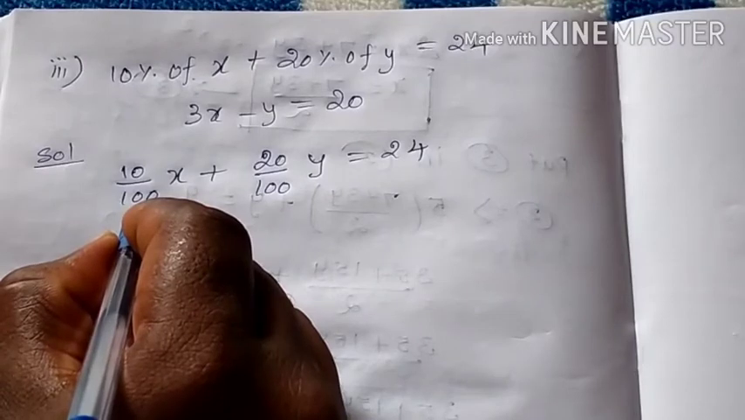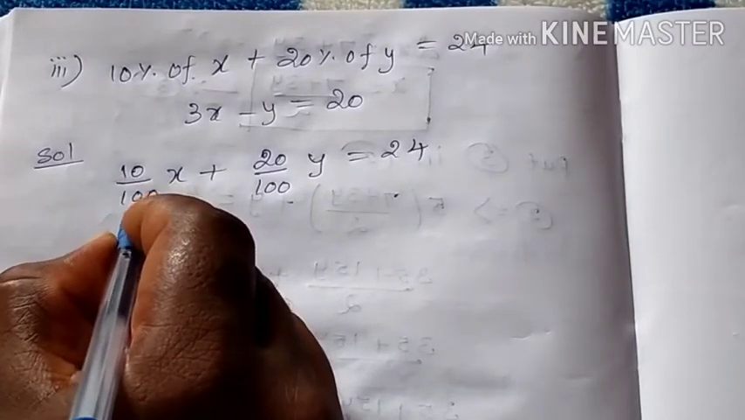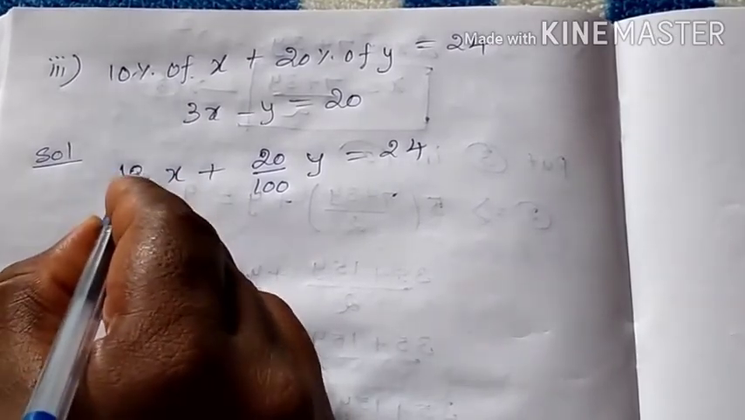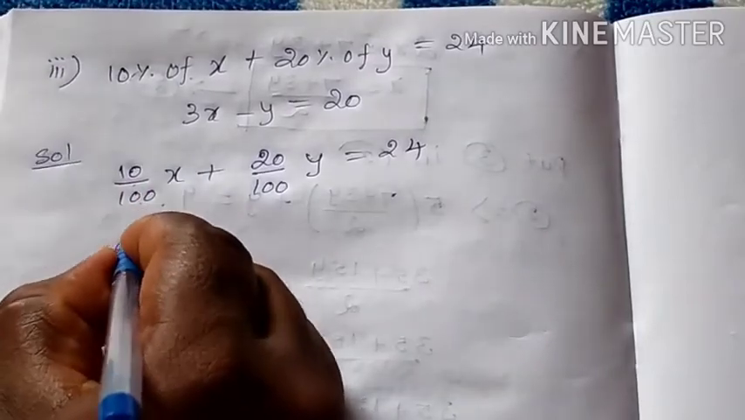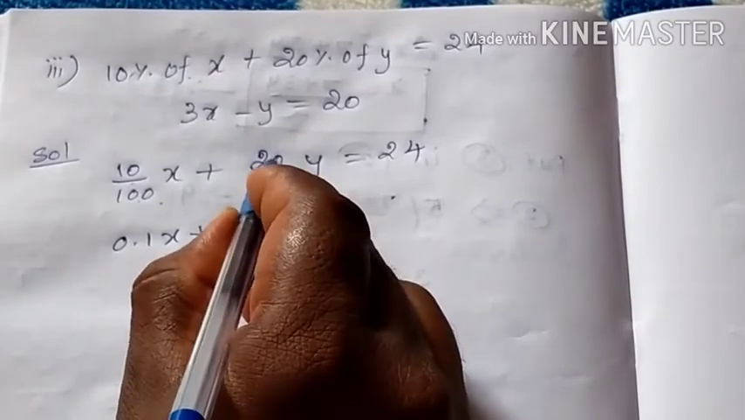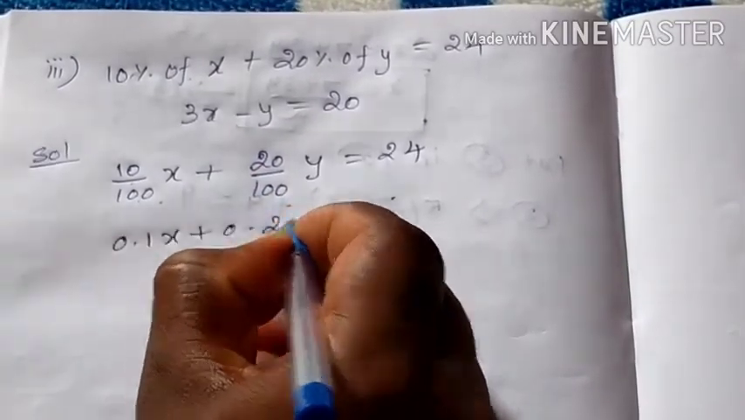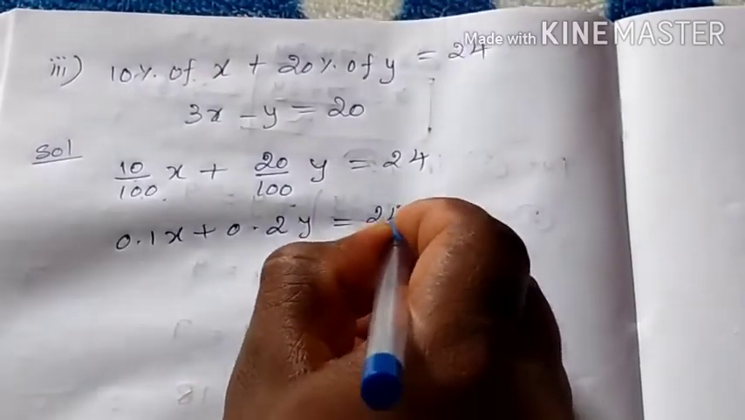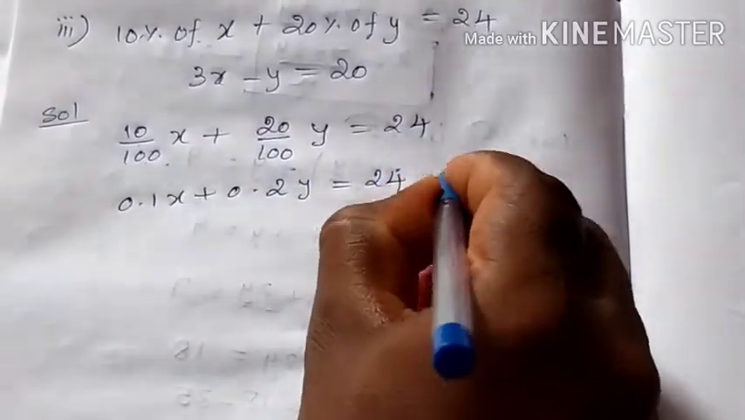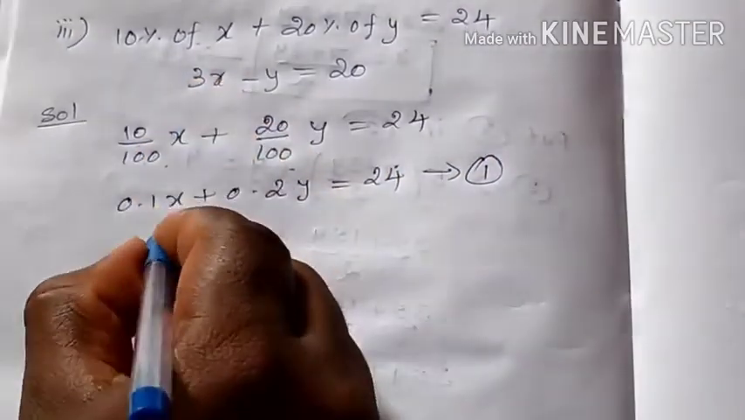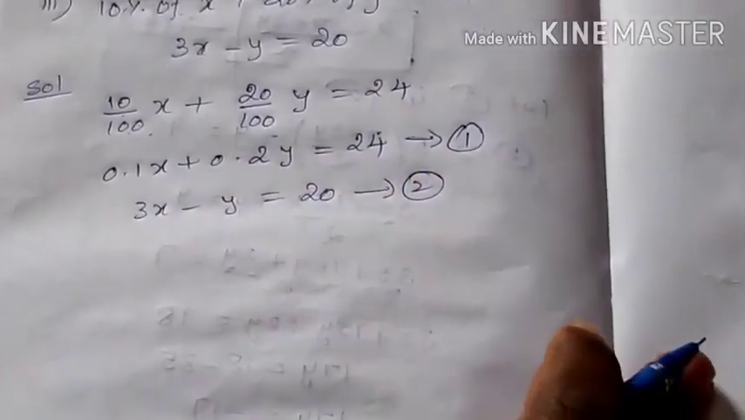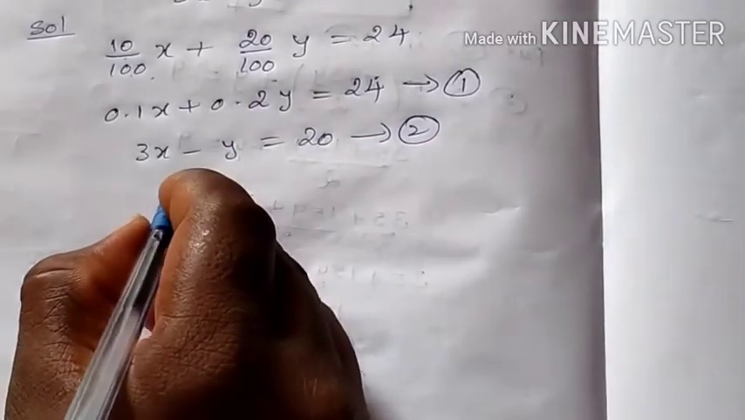10 divided by 100. A number divided by 100, we move the decimal two places. So here we get 0.1 into x, plus here 20 divided by 100, we get 0.2y equal to 24. Have you understood? This is equation number 1. The second equation is 3x minus y equal to 20. This is the second equation.